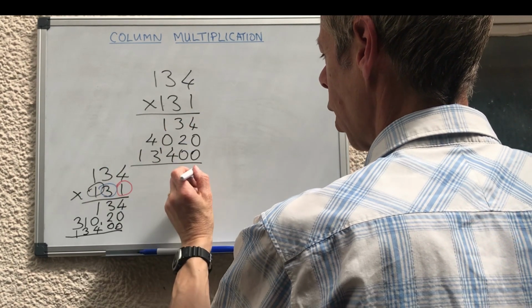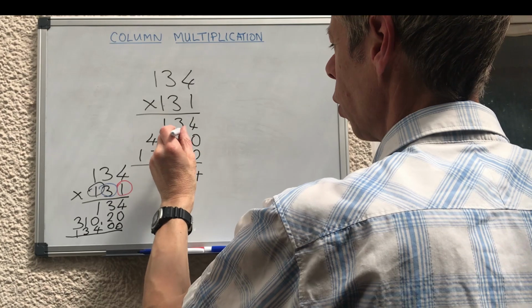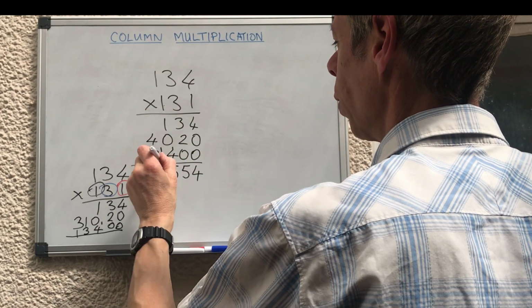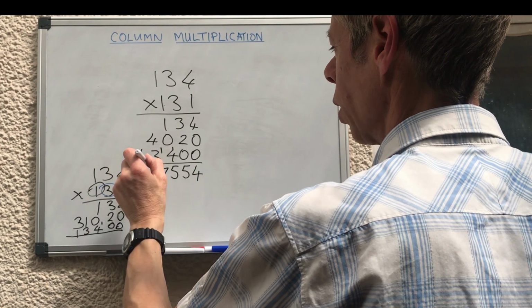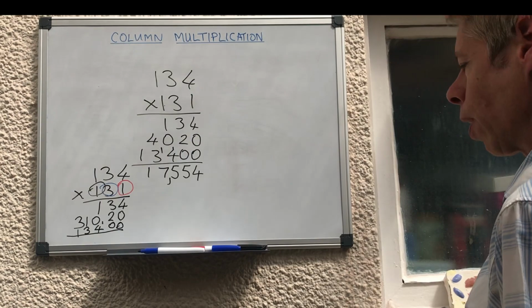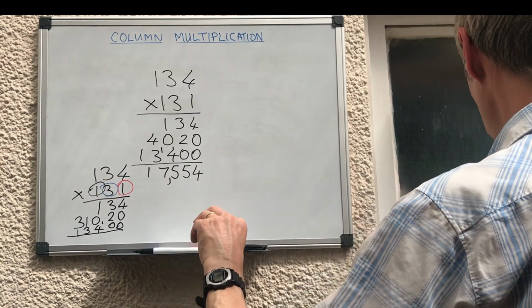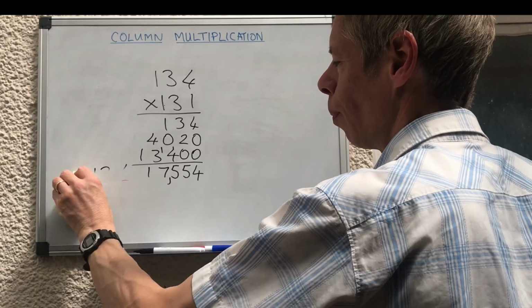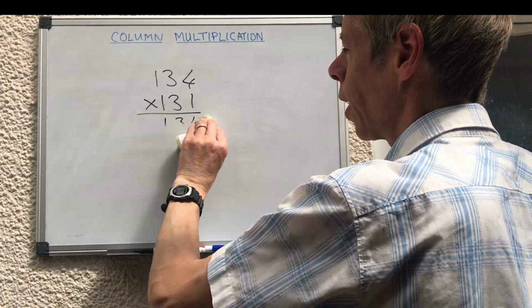So add your columns up, you get 4. 3 plus 2 is 5. 1 plus 4 is 5. 4 plus 3 is 7. 0 plus 1 is 1. So our answer is 17,554. Okay, get your pen, pencil and paper ready for the test.